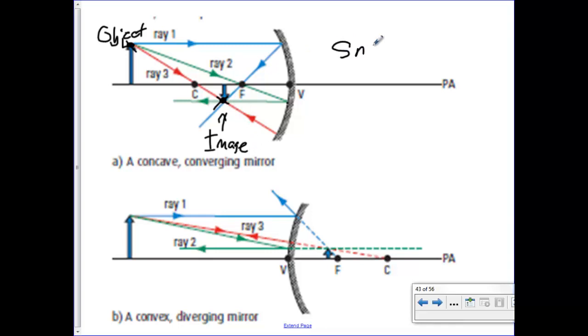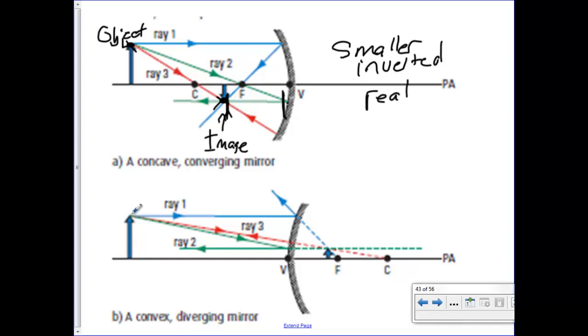So in this example here, the image is going to be smaller. It's going to be inverted. And it would appear to be this distance away. I'm going to focus on distance later because we actually have a formula to calculate the distance away that it would appear to be. But we'll focus on that later. And is this a real image or a virtual image? We'd consider this to be a real image, just based on the fact that the image is going to appear to be in front of the mirror.